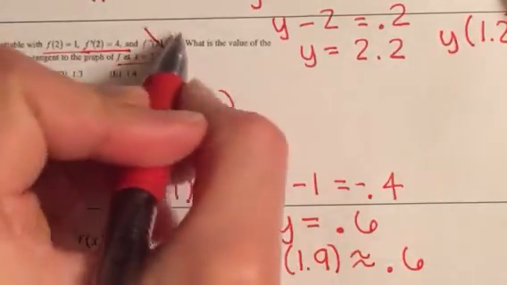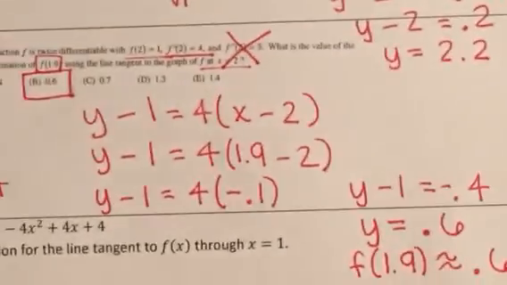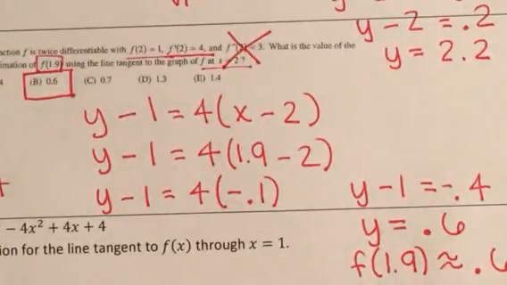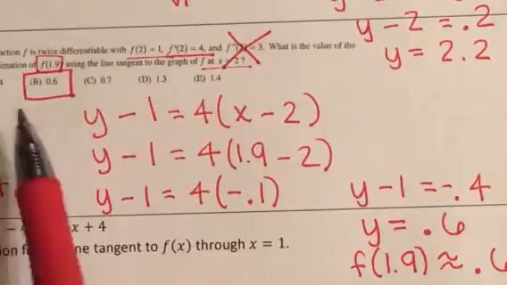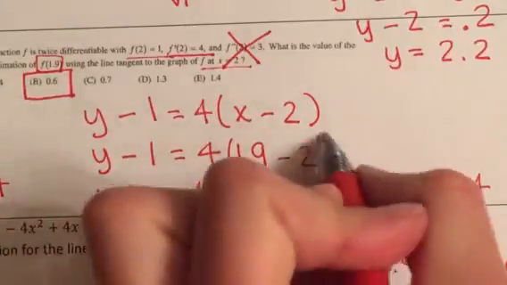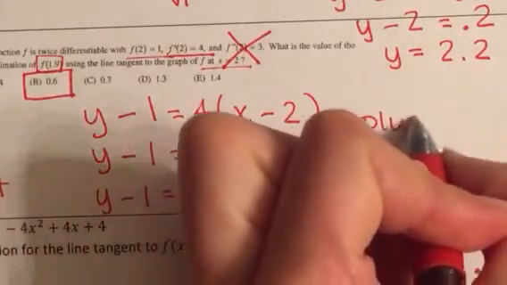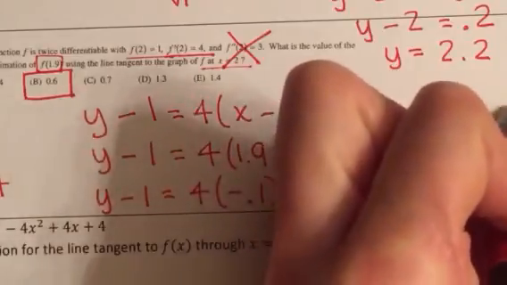They gave us some information we didn't need. We didn't need that f double prime of 2 is 3. And after we found our tangent line equation, we plugged in 1.9 for x.